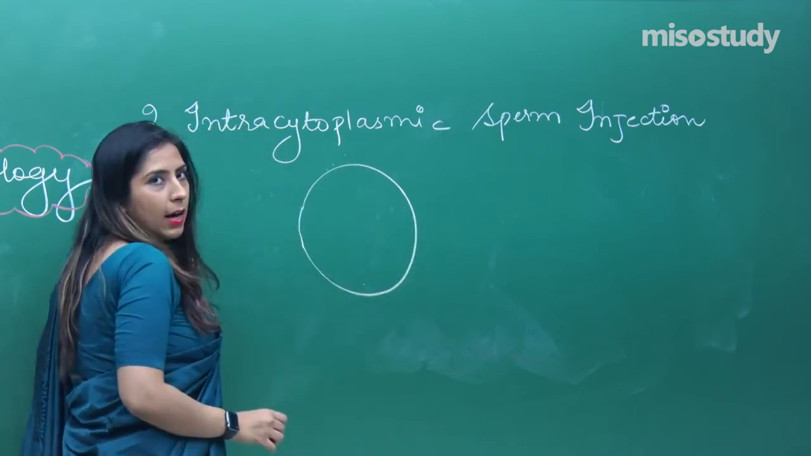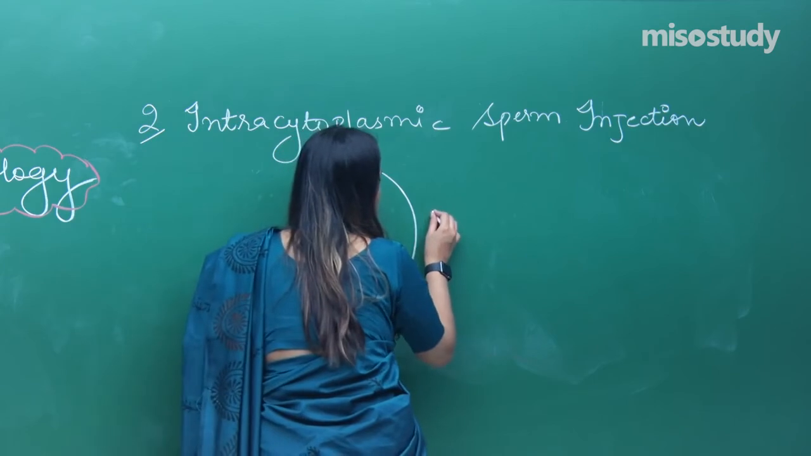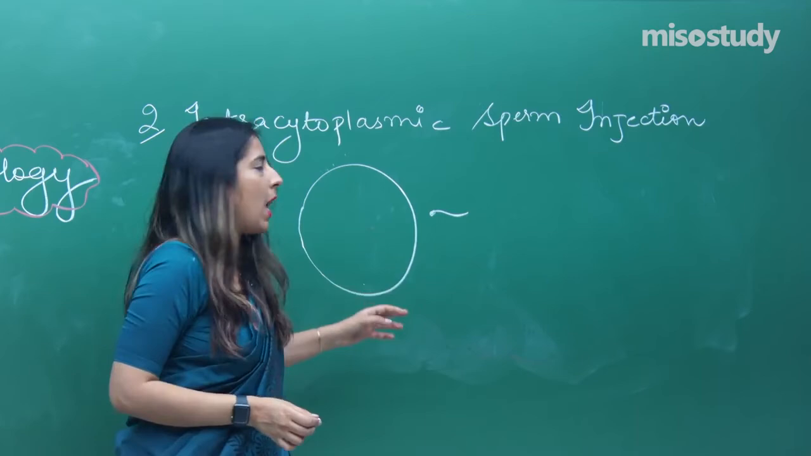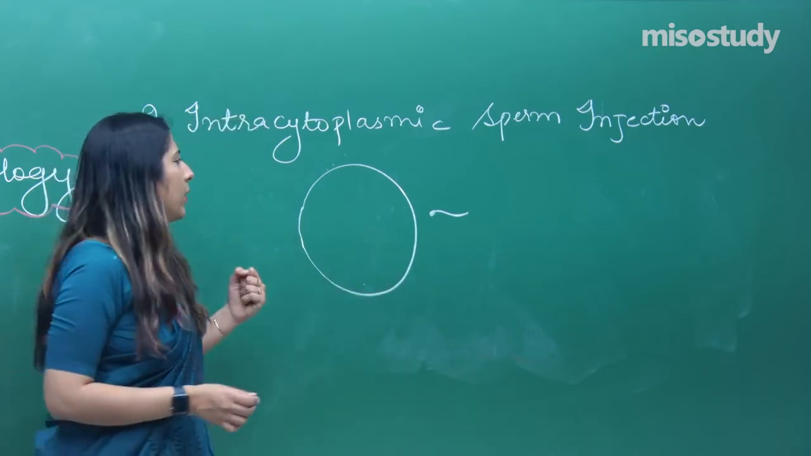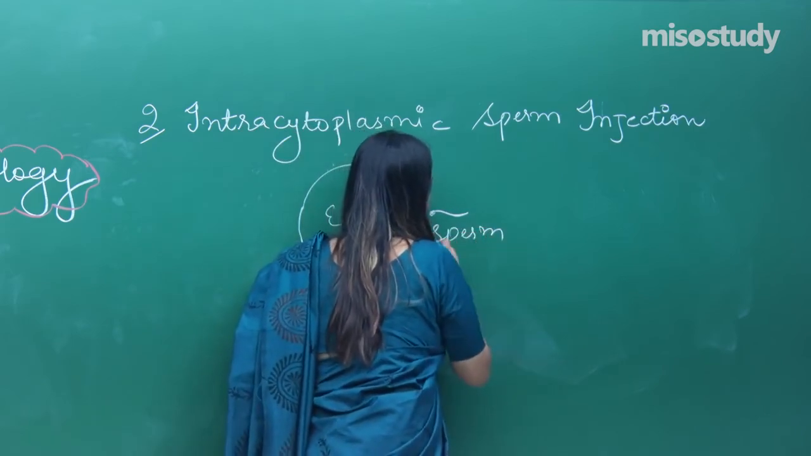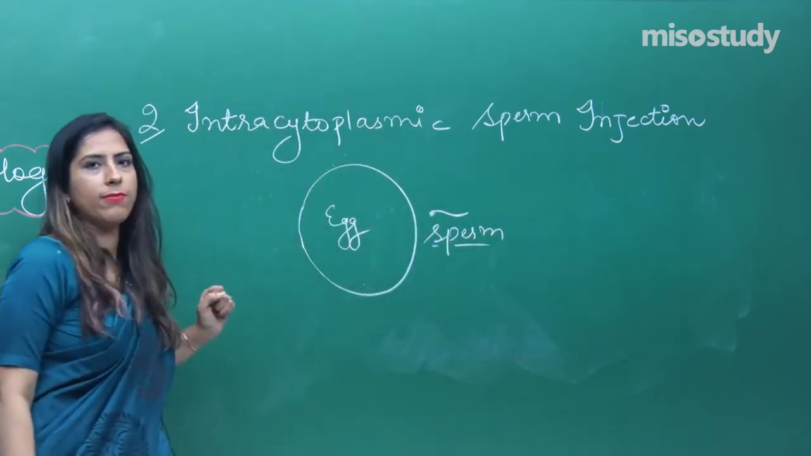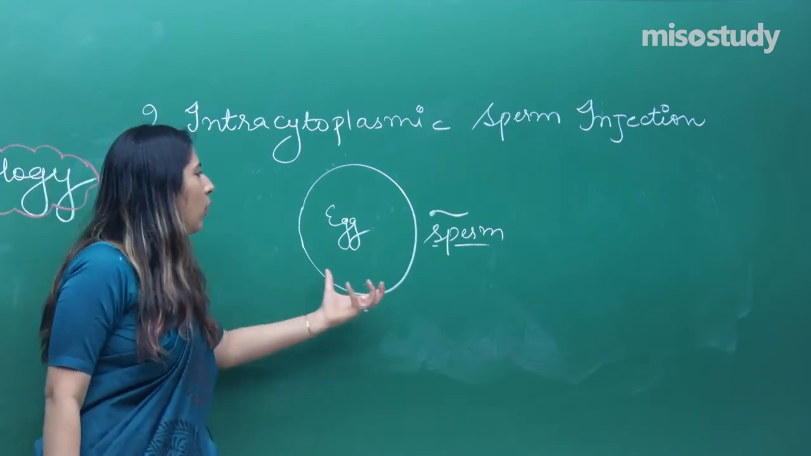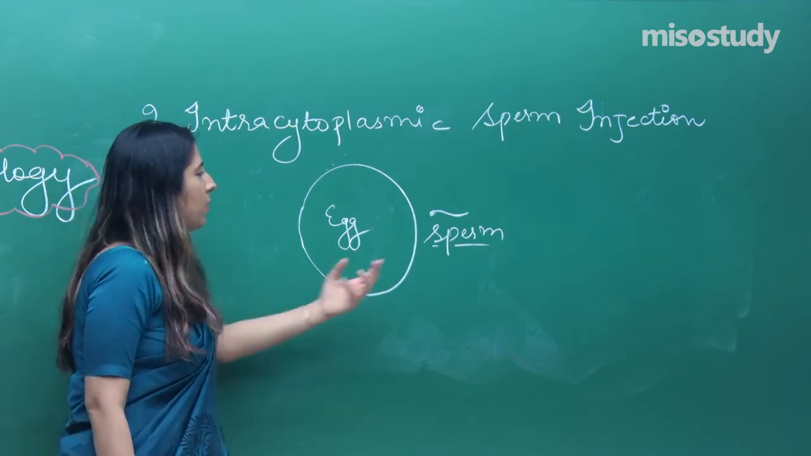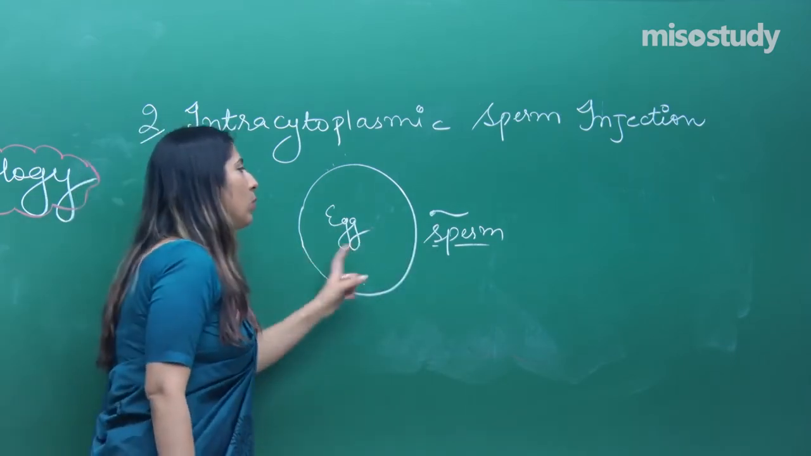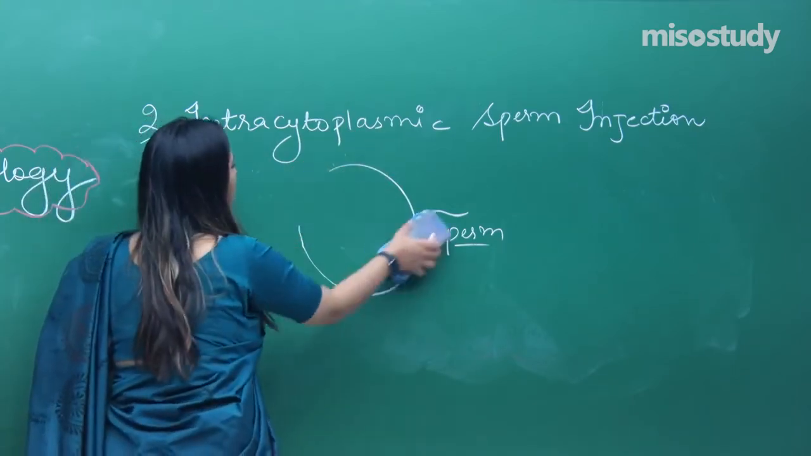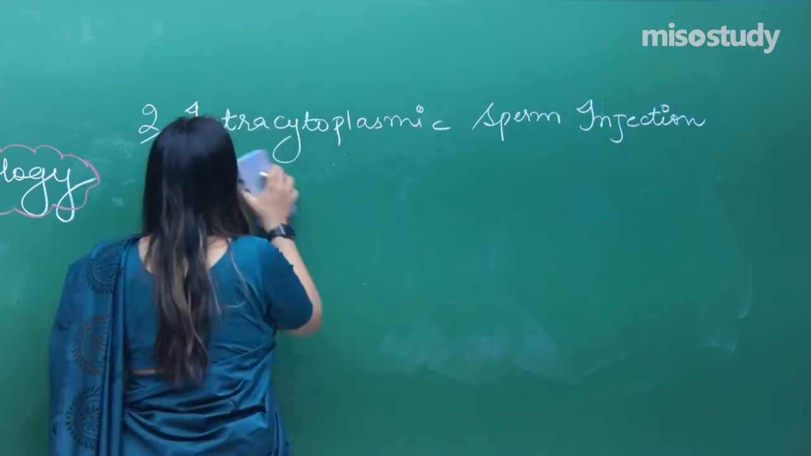Suppose this is a human egg, the female egg. Now a sperm nucleus is injected into the cytoplasm so that fertilization can occur. This is an egg and this is a sperm, right? This is a case of IVF only, where we can do all these things outside the human body, or it can also be done inside the human body. Couples go for intracytoplasmic sperm injection where the male is unable to produce sperm, when the male is infertile.